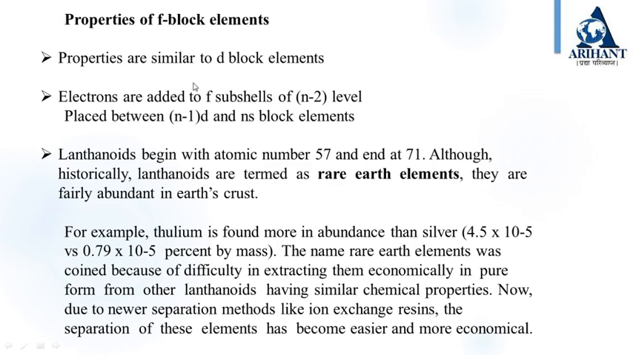Although historically lanthanoids are termed rare earth elements, they are fairly abundant in Earth's crust. For example, thulium is found in more abundance than silver. The name rare earth elements was coined because of the difficulty in extracting them economically in pure form from other lanthanoids having similar chemical properties. But nowadays, due to newer separation methods like ion exchange resins, the separation of these elements has become easier and more economical.